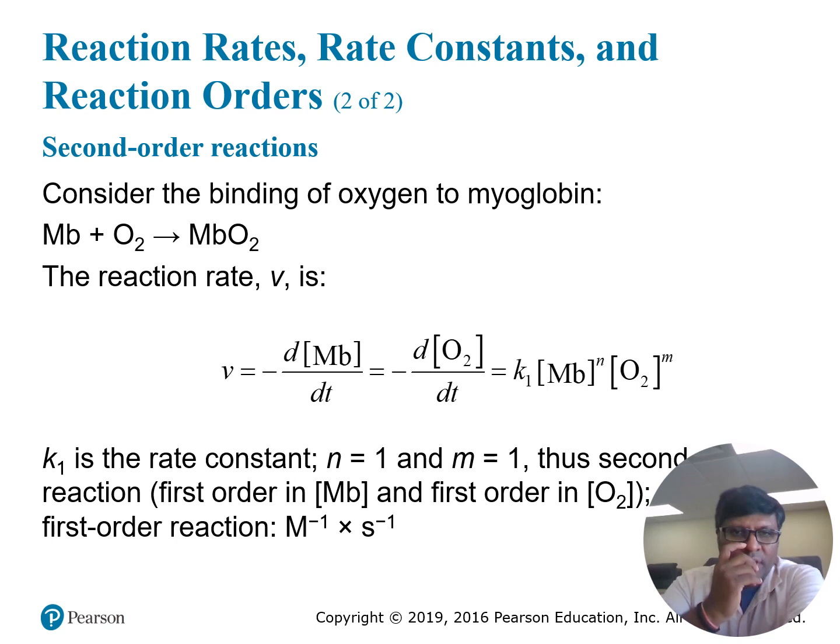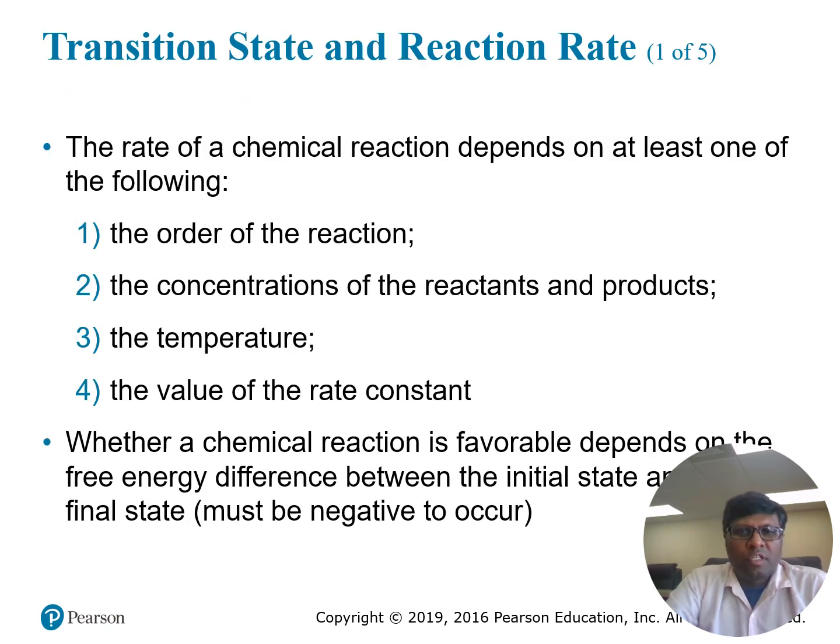For example, we have myoglobin. It binds to oxygen and becomes oxidized. So how long does it take? The myoglobin binds to the reactant oxygen and becomes myoglobin with oxygen, and then it releases it. How long that takes can be used to determine the rate constant.